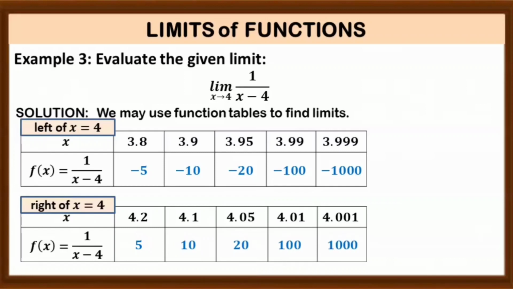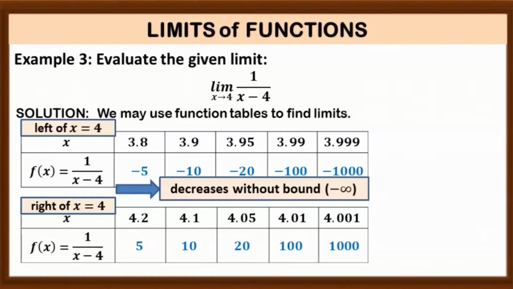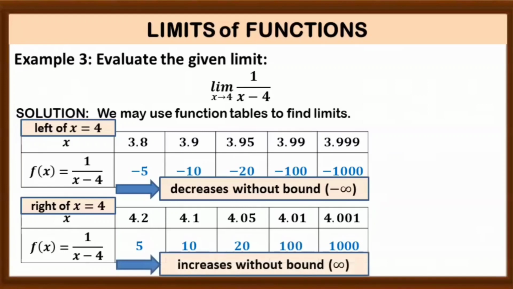Now, in the first function table, the y values do not approach a certain value, it's just going smaller and smaller. In other words, the y value decreases without bound, or its limit is negative infinity. Also, in the second table, the y values do not approach a certain value. It's just going larger and larger, or in other words, the y value increases without bound, or its limit is positive infinity.